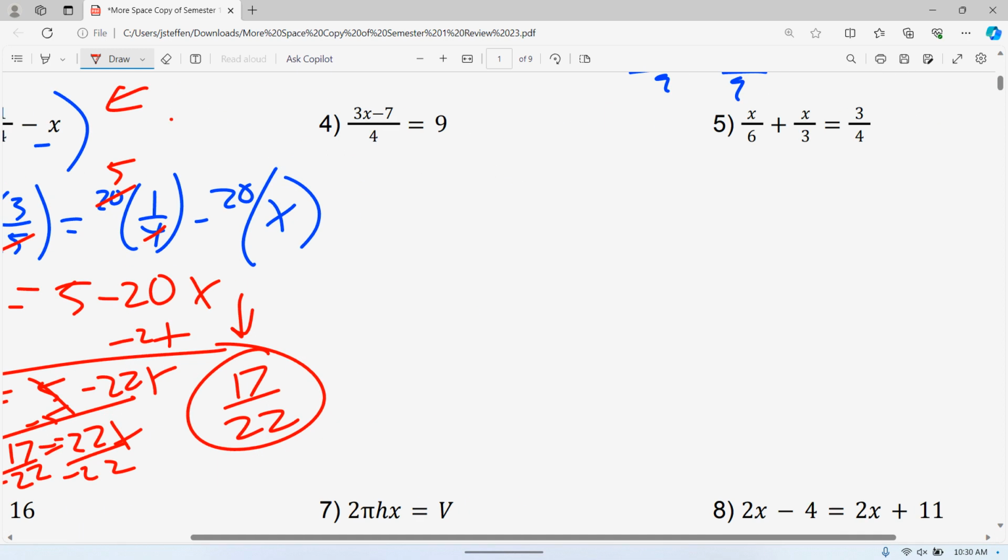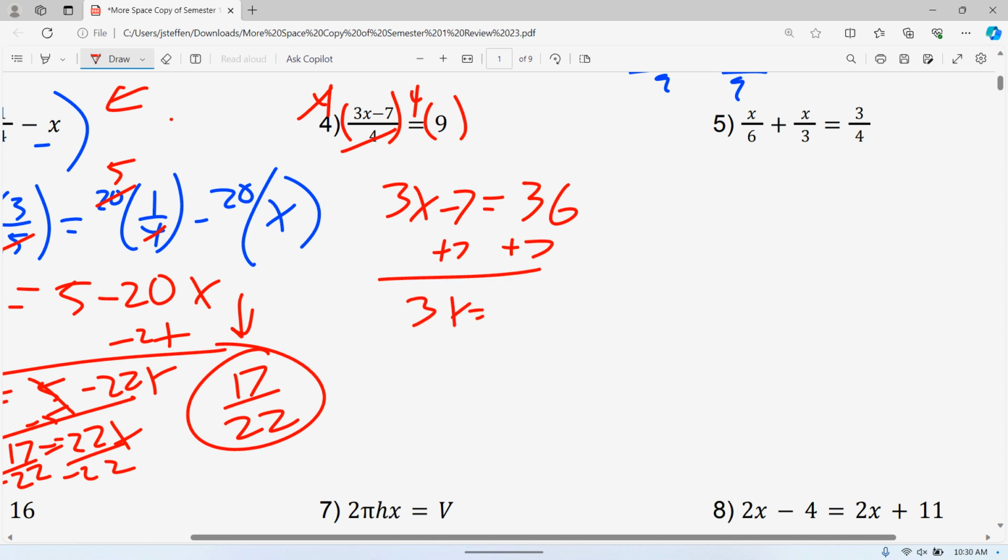The other way to do it is multiply everything by 4, because that's the least common multiple of just 4. We'll make mistakes with this is that the 4 cancels. So the 3x minus 7 stays the same. That's still 3x minus 7. A lot of people try to multiply that by 4. Add 7 both sides, like normal. 36 plus 42, I think.